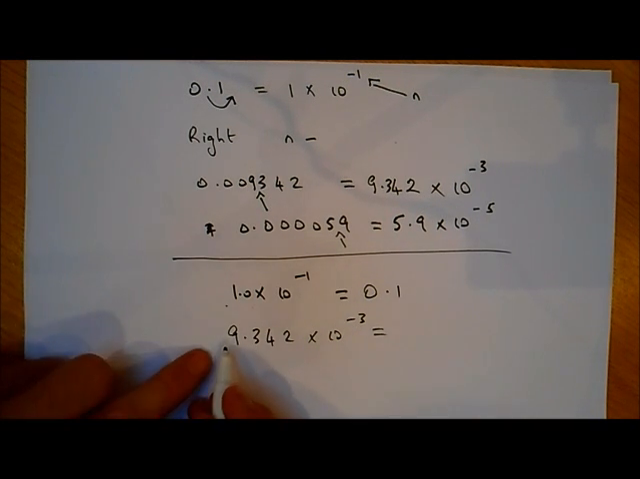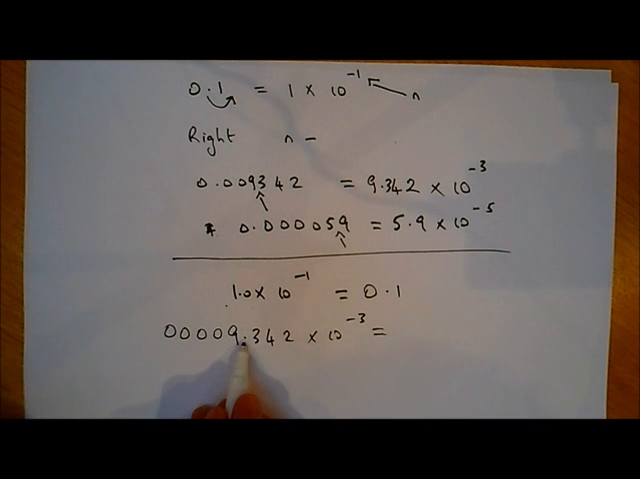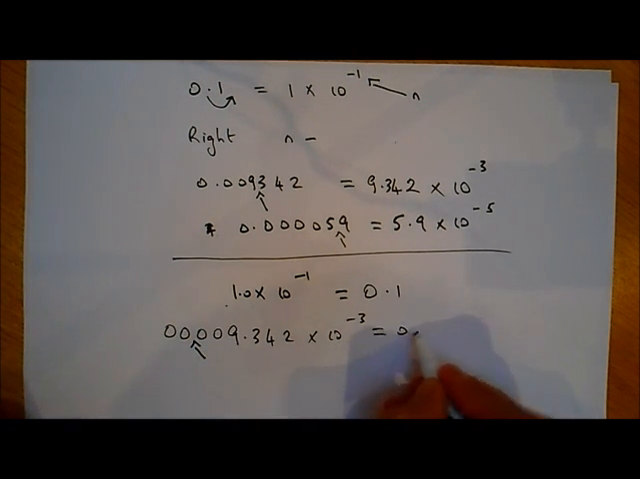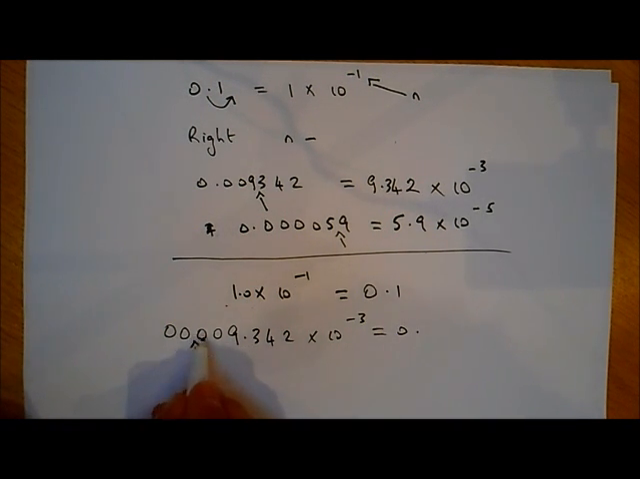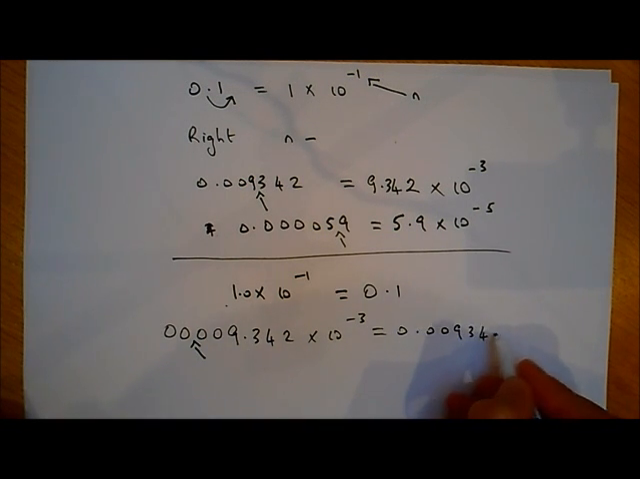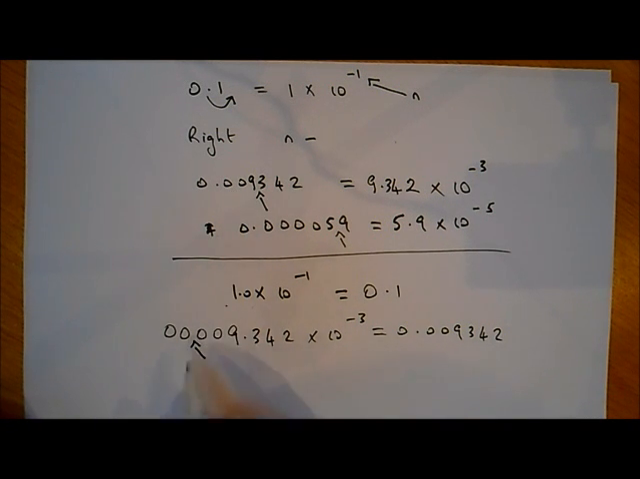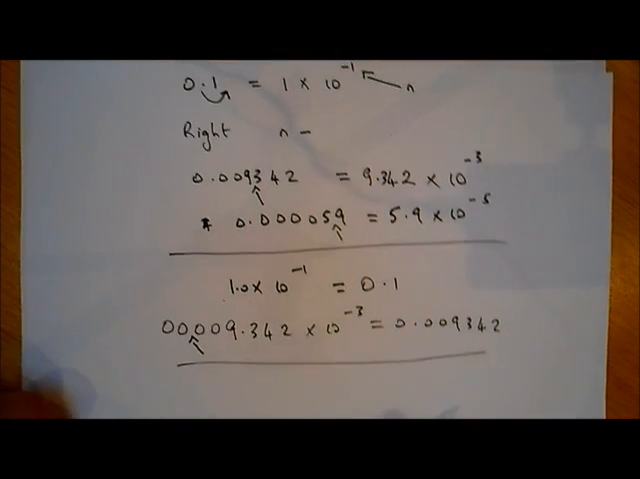So if I move it back to the left 3 spaces, let's put in a few zeros here just so we can see where we're going to put it. At the moment it's here, I'm going to go back to the left 3 spaces because it's 10 to the power of minus 3. So 1, 2, 3. I'm going to put it in there. So then I'm going to get 0 point, and with the decimal point in there, 0.009342, which is what we had up here. It's exactly the same. So those were numbers where we had the negative power.